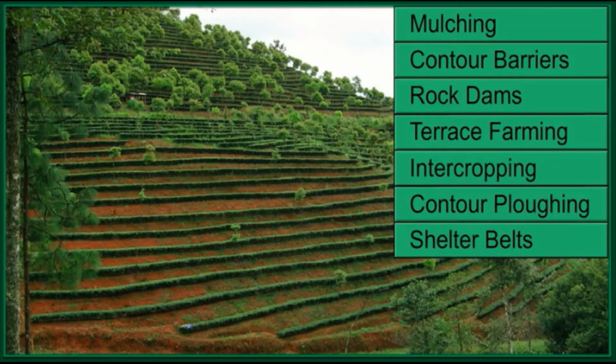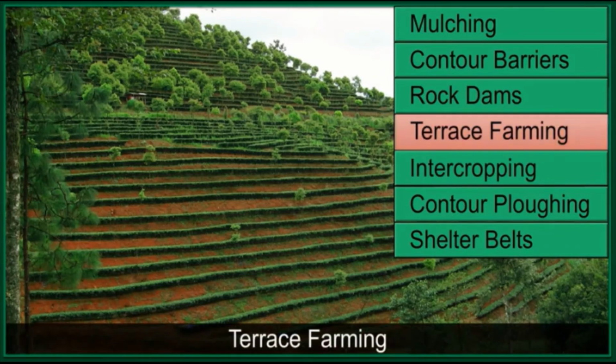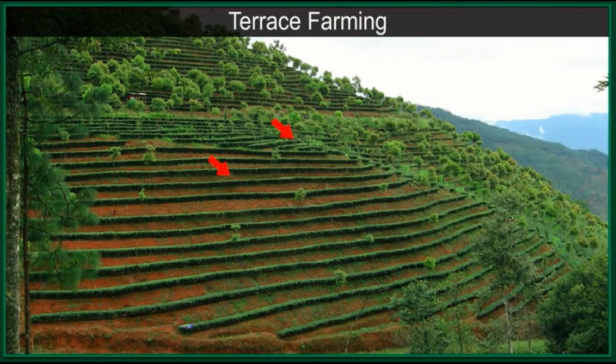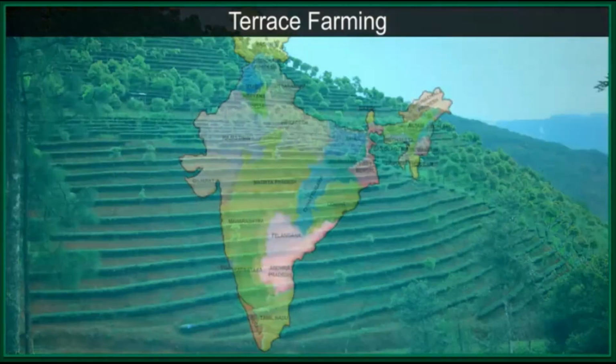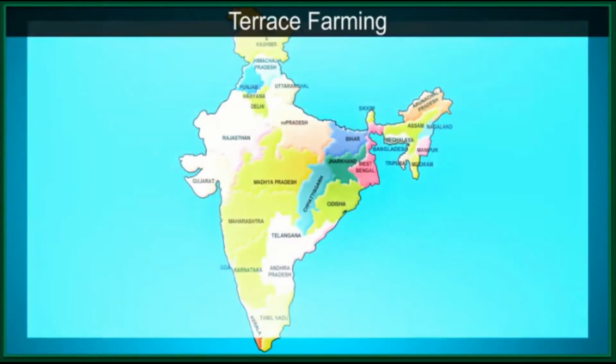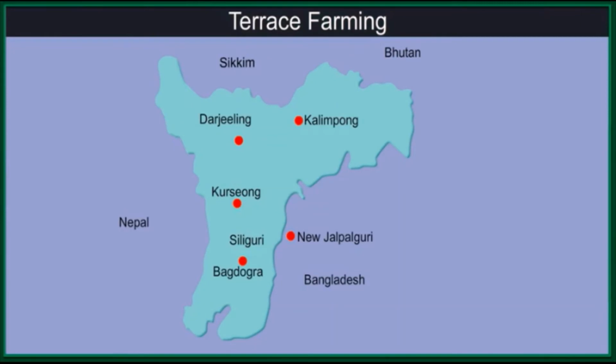To provide flat surfaces for farming on steep slopes, terraces are created. This is called terrace farming. Using terraces also prevents soil erosion and surface runoff. If you go to hill stations like Darjeeling, you will see that terrace farming is widely practiced there.